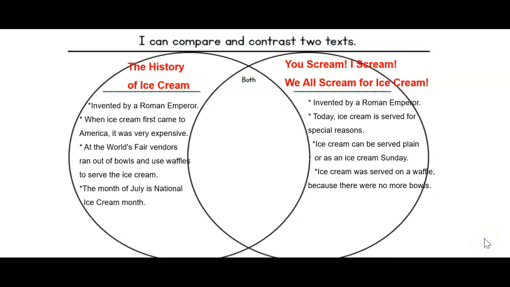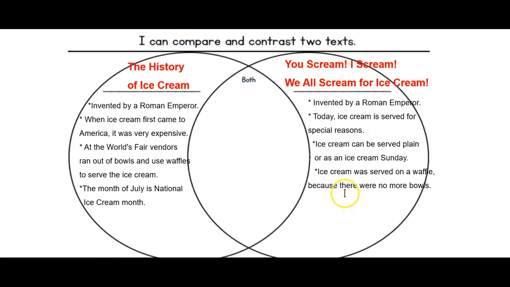Okay, boys and girls, this is what your Venn diagram should look like. On the left side of your Venn diagram, you should have the history of ice cream written at the top. Some of the key details that we highlighted were: it was invented by a Roman emperor. When ice cream first came to America, it was very expensive. At the World's Fair, vendors ran out of bowls and used waffles to serve the ice cream. And the month of July is National Ice Cream Month.